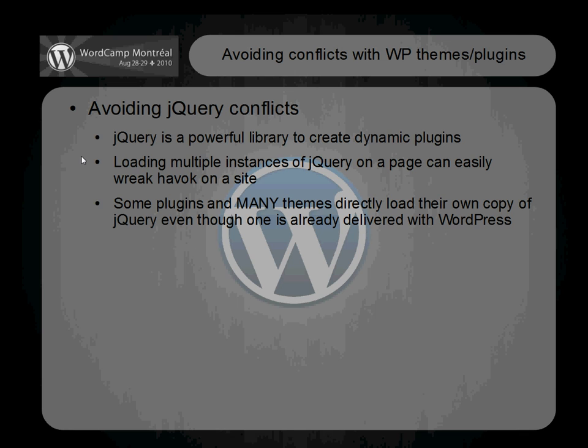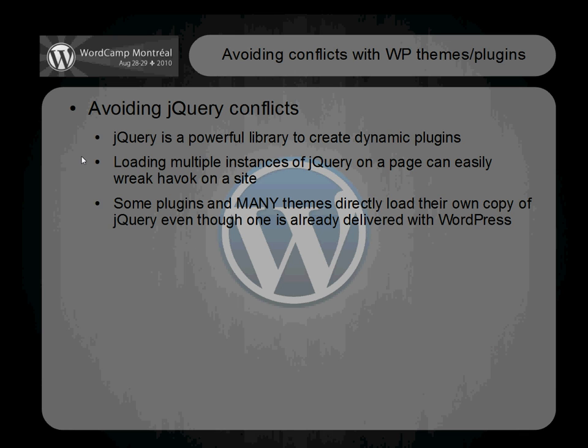Now, here I would say that some plugins and a lot of themes make the mistake of directly loading their own copy of jQuery, even though there is one that's already delivered with WordPress. WordPress uses jQuery in a lot of the admin backend pages to be able to do things like the fade in and fade out when you approve a comment or delete something. All these different things use jQuery in the back.